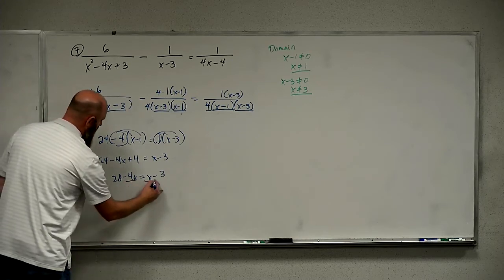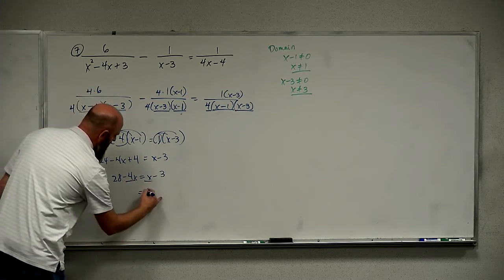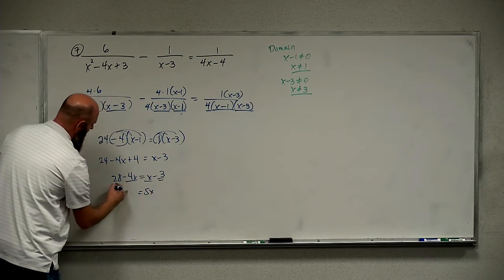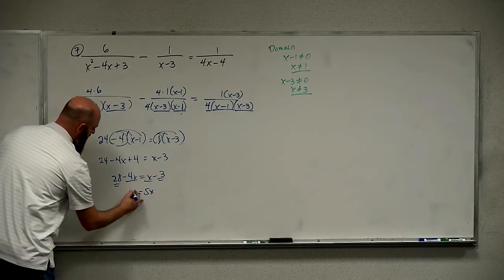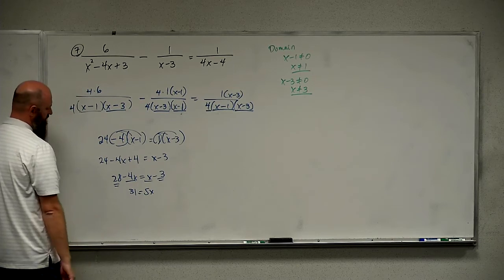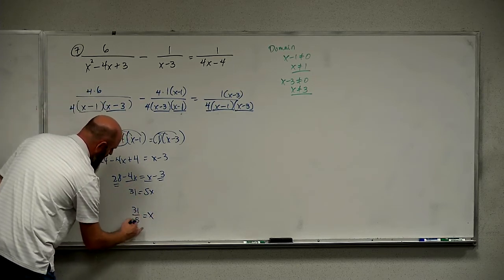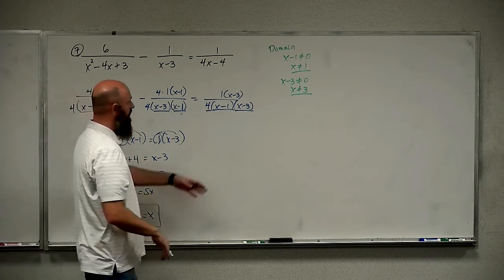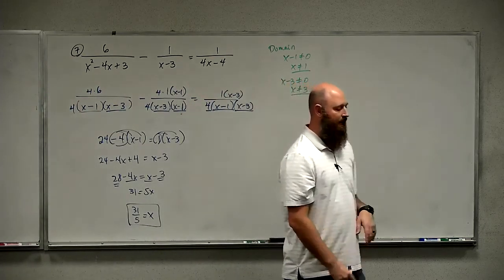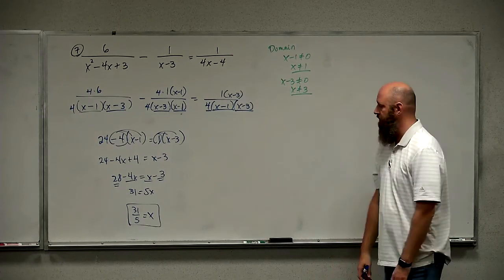I'm going to add this 4x to the x, which gives me 5x. I'm going to add this 3 to the 28 to get 31. And then I'm going to divide. So x equals 31 over 5. That is neither 1 or 3. So that is my answer for those.